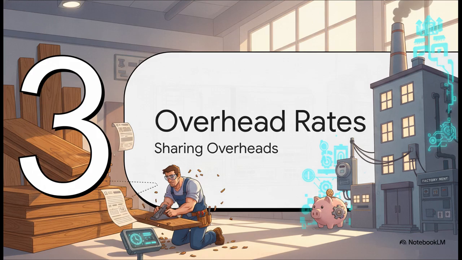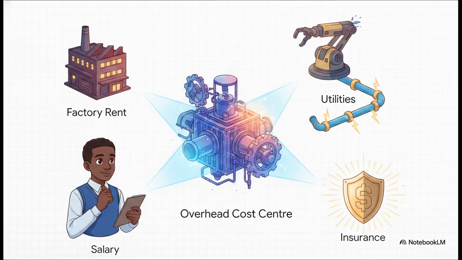That brings us to Section 3, overhead rates. Direct costs are easy, but what about the rest? This is actually a major hurdle. Indirect costs, things like factory rent, machine depreciation, supervisor salaries, insurance, utilities, they can't be traced directly to our custom chairs. A supervisor oversees the whole factory, not just one order. So these indirect costs get collected into pools called overhead cost centers before they're shared out across the various jobs happening on the floor.